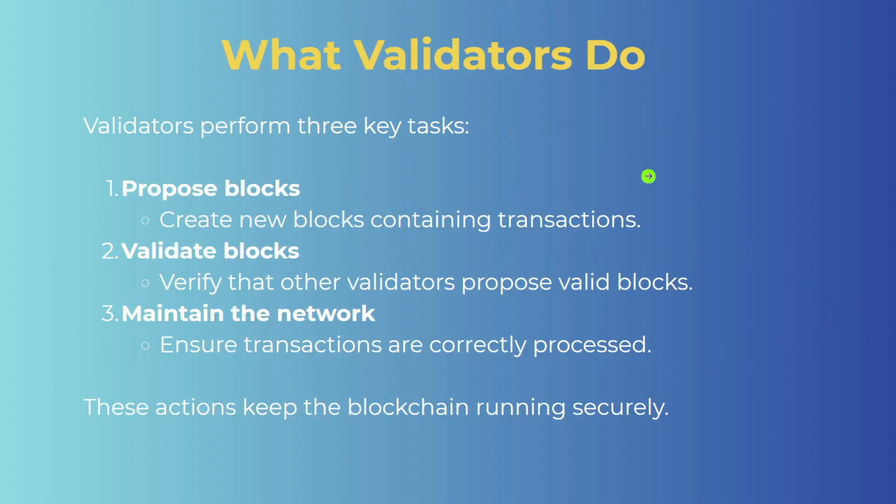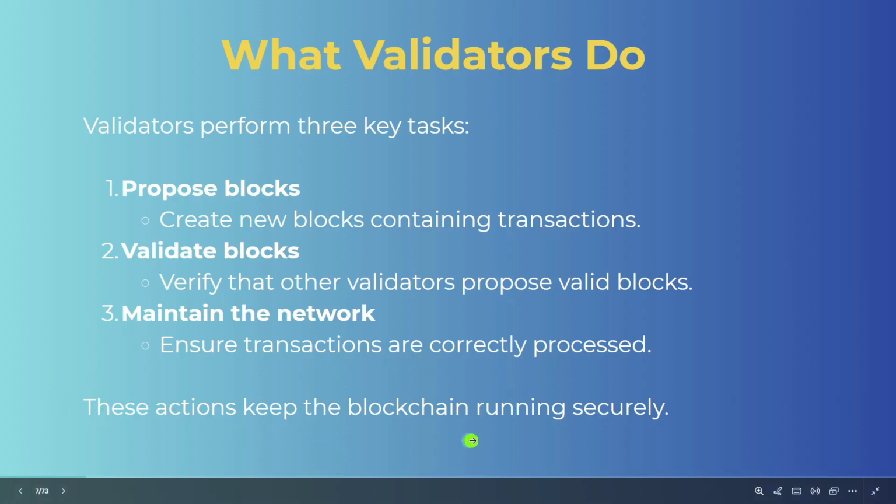The validators perform three key tasks. First one, they propose blocks, which means they create new blocks containing transactions. Second task, they validate blocks, so they verify that other validators propose valid blocks. And they of course maintain the network, so they ensure that transactions are correctly processed. These actions keep the blockchain running securely.